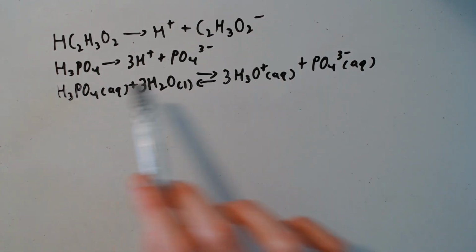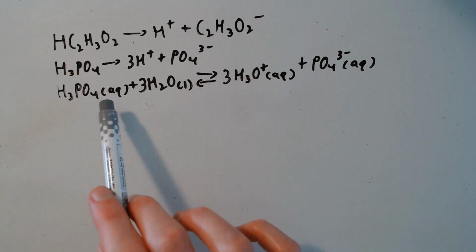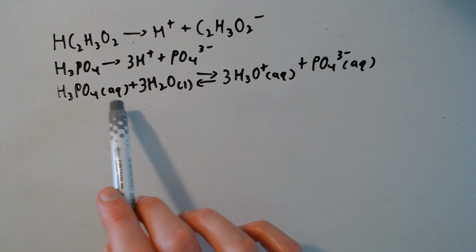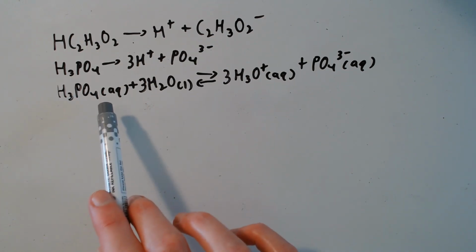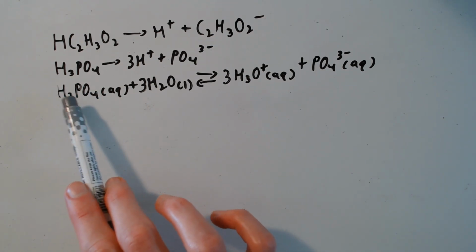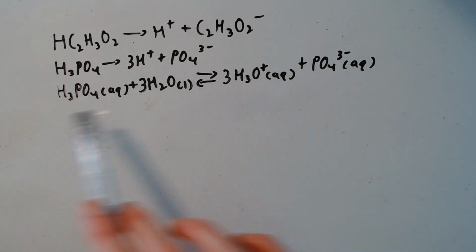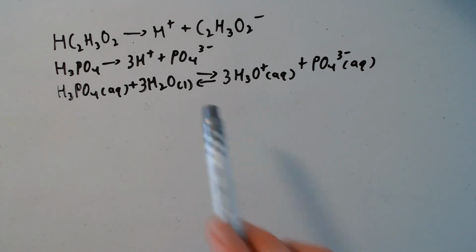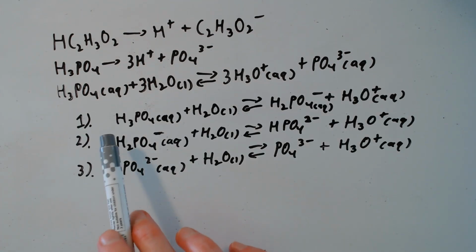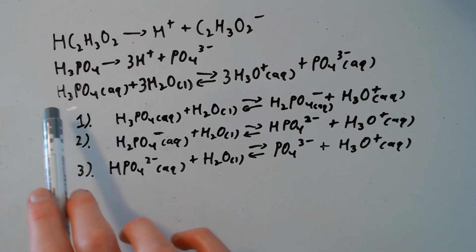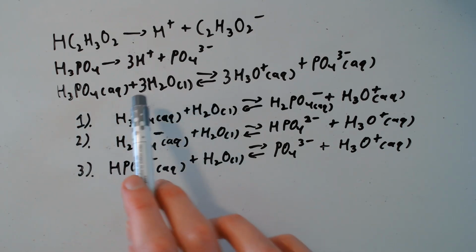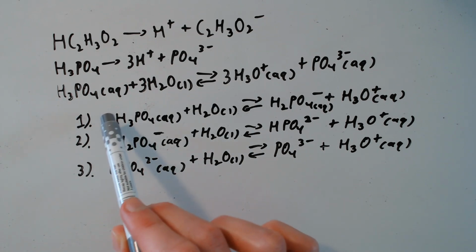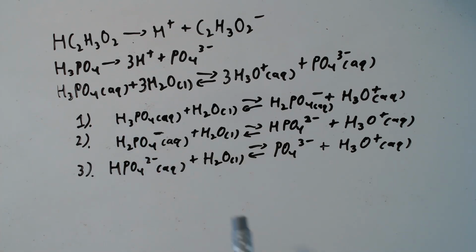This does not actually happen when H3PO4 dissolves in water and then dissociates. What actually happens is that this total reaction happens in many steps, and this is important, and I'll explain why. Usually, when this phosphoric acid dissociates in water, it does so in multiple steps. It does so in this case in 3 steps.